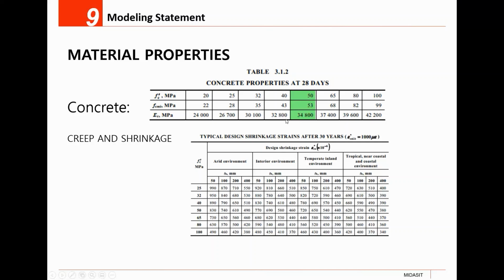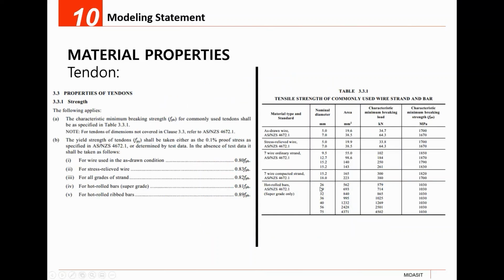So here are the tables that can be found in the Australian standard for concrete, the creep and shrinkage, as well as the compressive strength, and then the properties of tendons according to AS 5100. So we will be using the wire ordinary strand 12.7 with 1870 MPa minimum breaking strength according to AS 5100.